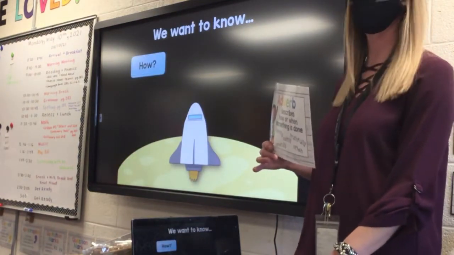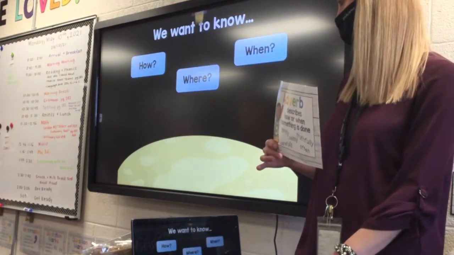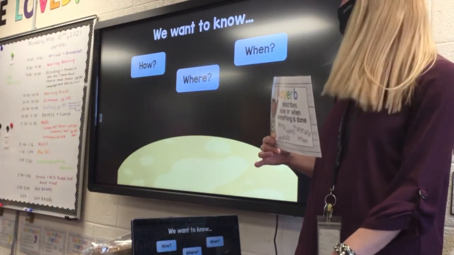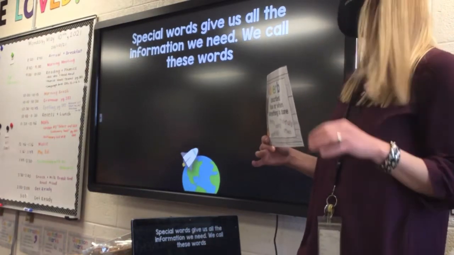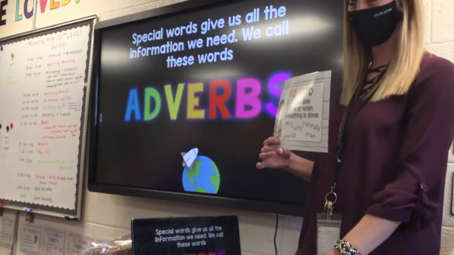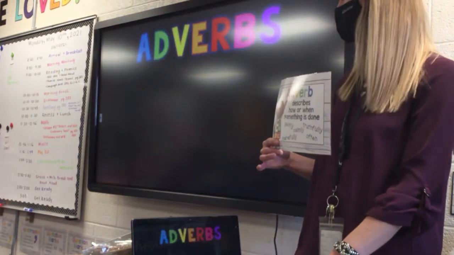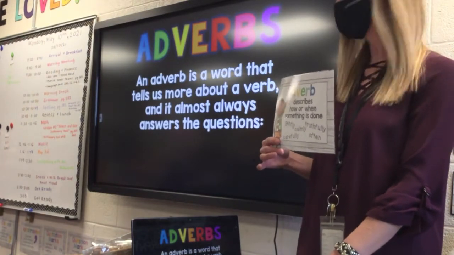We want to know how, where, when. Special words give us all the information we need. We call these words adverbs. Okay? An adverb is a word that tells more about a verb.